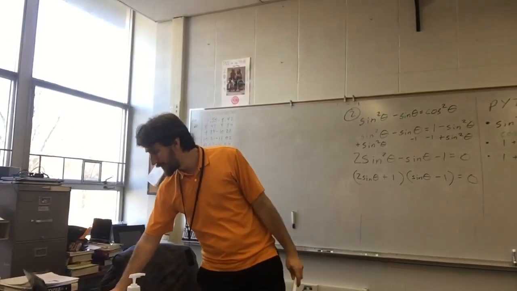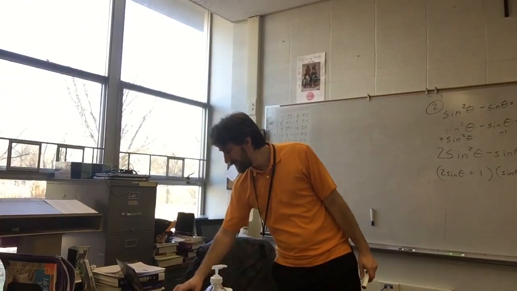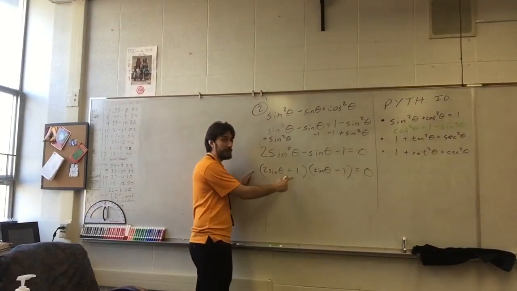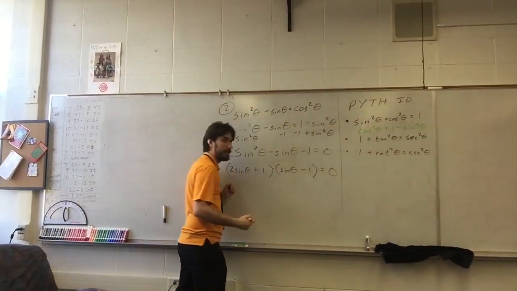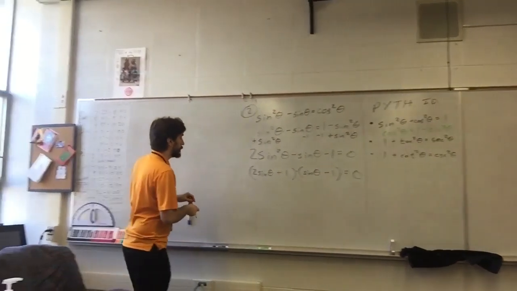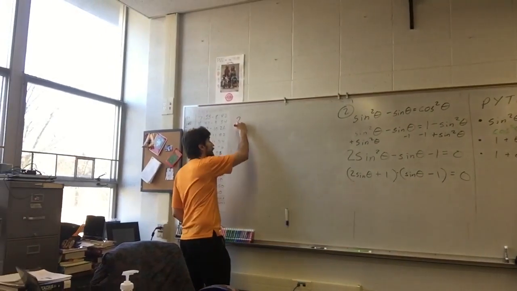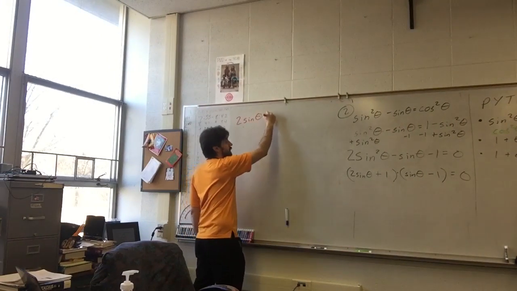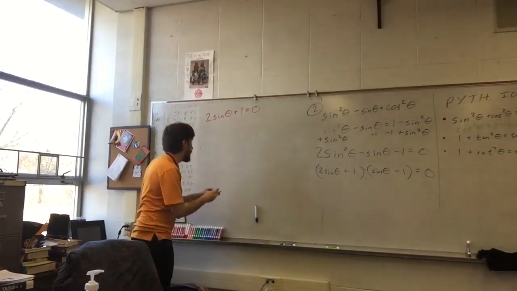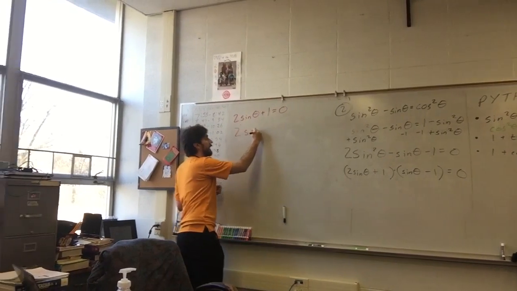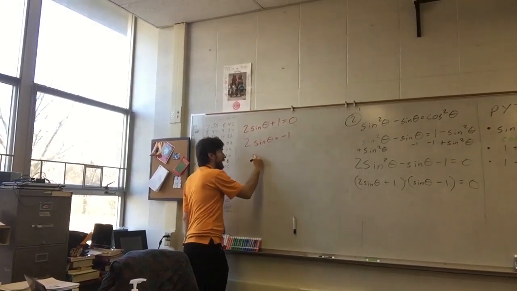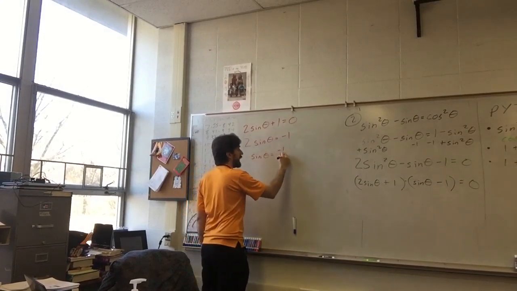All right, so thank you for starting that, Jenna. Rowan, I'm going to have you finish it. I have 2 factors that multiply together to equal 0, which means one of them has to be 0. So let's solve them separately. 2 sine of theta plus 1 equals 0. What's the first thing you would do? 2 sine of theta equals negative 1. What's the next thing you would do? Sine of theta equals negative 1/2. What's the next thing you would do?